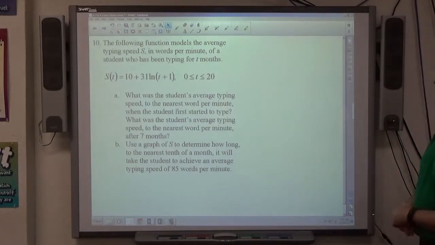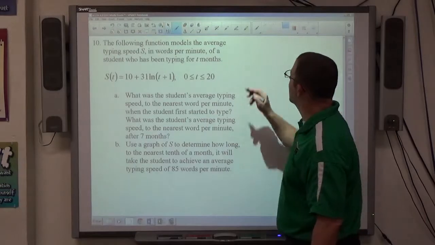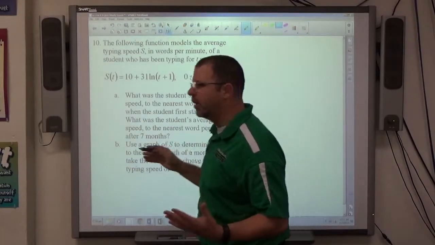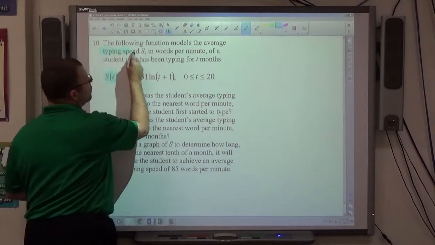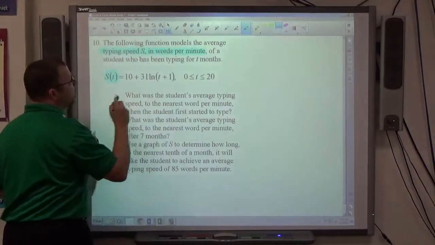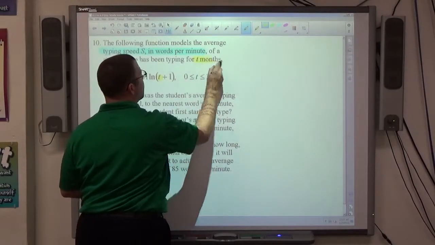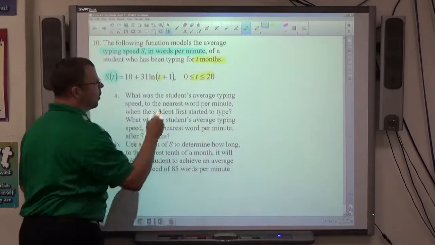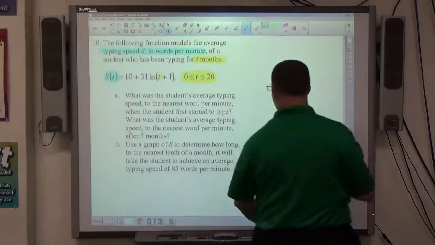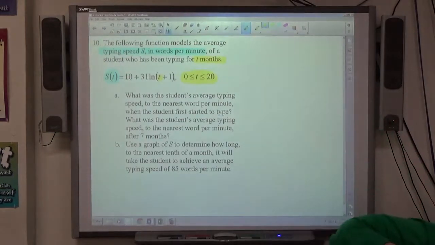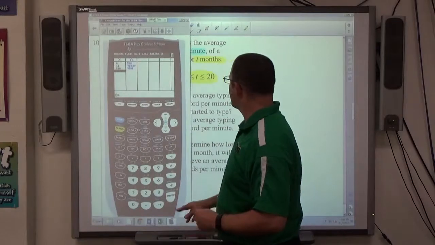Number 10, the following function models the average typing speed S in words per minute of a student who has been typing for T months. Again, they give us a function, and they tell us what things in the function represent. S of T is the typing speed in words per minute. T is the number of months. And T has a restriction on it of only between 0 and 20. So we can't get an answer outside of that region for T. Okay, again, my calculator doesn't know about S's and T's, so it knows about Y's and X's.